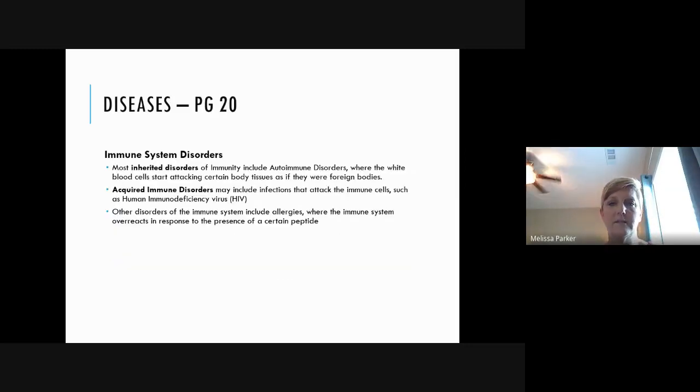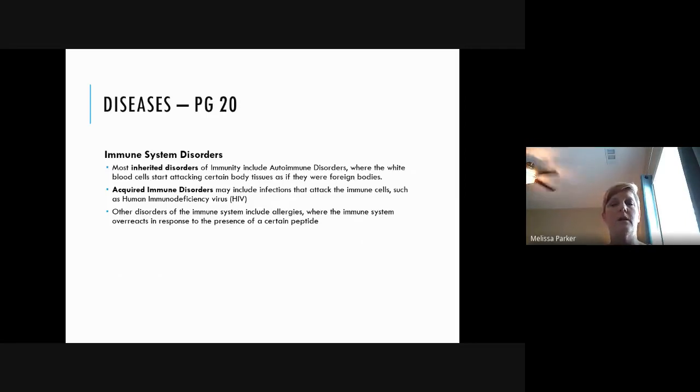So now immune system disorders. So most inherited disorders of immunity include autoimmune disorders where the white blood cells start attacking certain body tissues as if they were foreign bodies. So even our healthy tissues, the body recognizes them as foreign and starts attacking them.